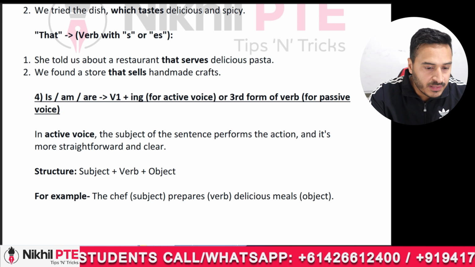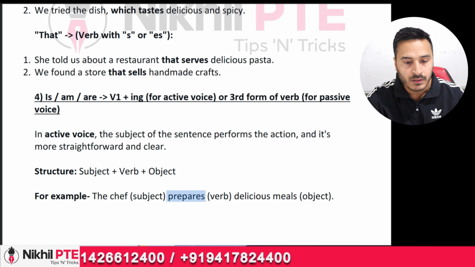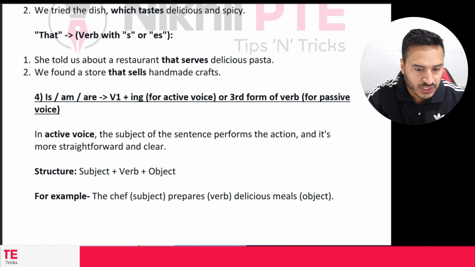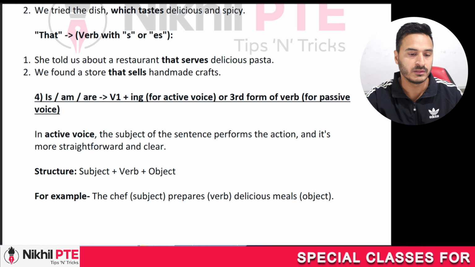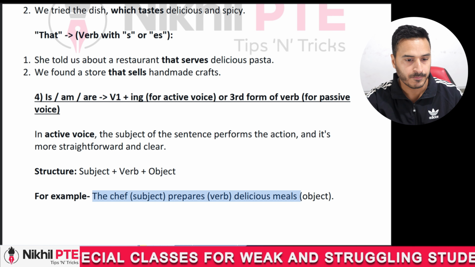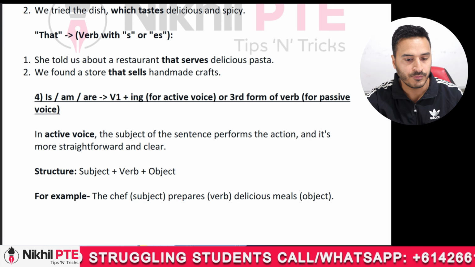Okay, so the chef is the subject. Prepares, the verb, is a kind of action. So here what action is to be done? Delicious meals, the object. So the chef prepares delicious meals. All good. Here we have the chef as subject, then verb and object.